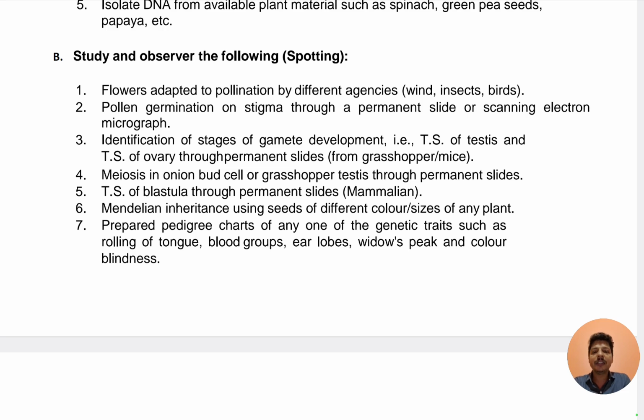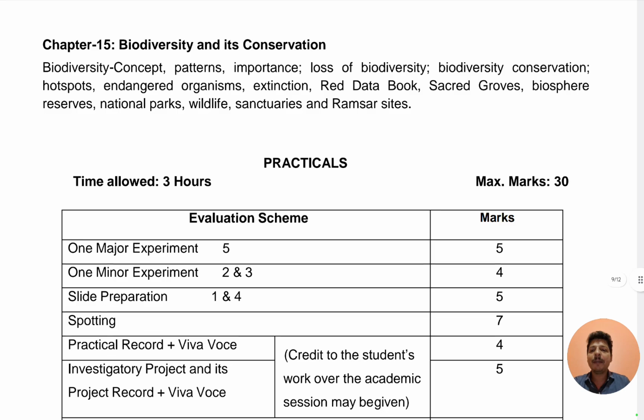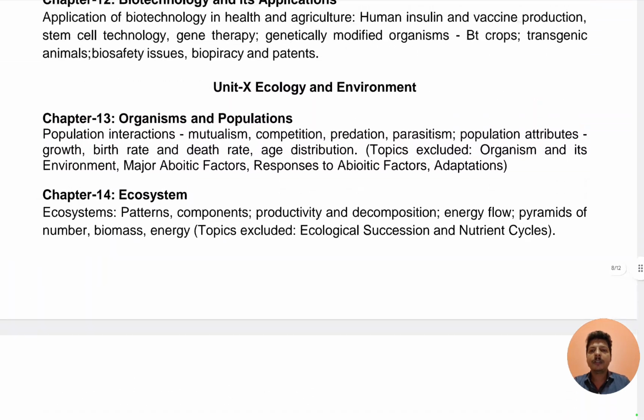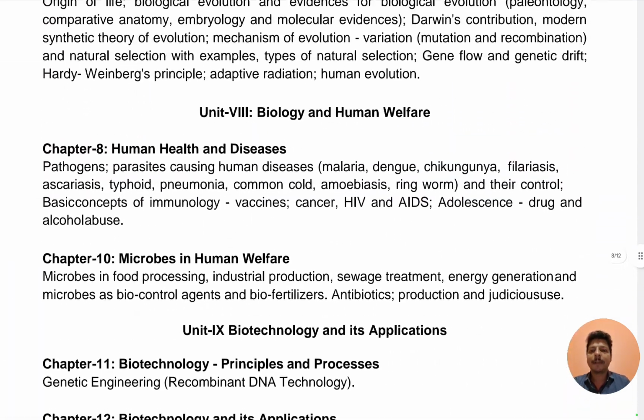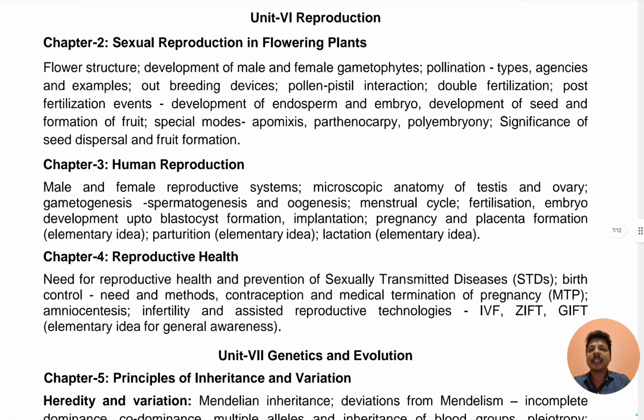Mendelian inheritance using seeds of different color, size of any plant. 7. Prepare a pedigree chart of any one of the genetic traits such as rolling of tongue, blood group, earlobes, widow's peak and color blindness. So this is your syllabus, both theory and practicals, which you can see on your screen. So according to your syllabus, let's start the first chapter, that is sexual reproduction in flowering plants.